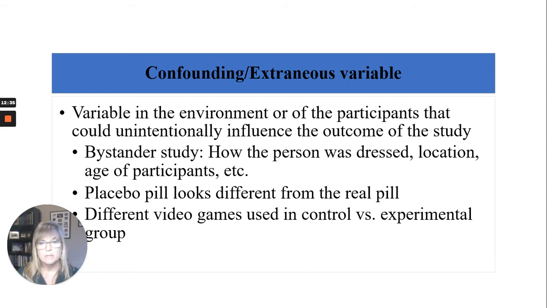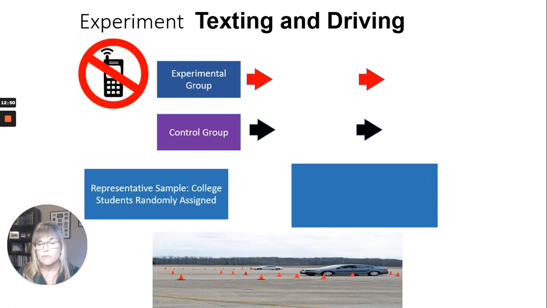If we're giving out a placebo and it looks different than the real pill, that could certainly allow the researcher to know who's getting the real pill and who's not, but also could give a clue to the patients as well. So there are always confounding variables that you have to plan for when you're doing an experiment, and that can be really challenging. This is kind of a silly experiment I'm using just to give you an example of an independent and dependent variable.